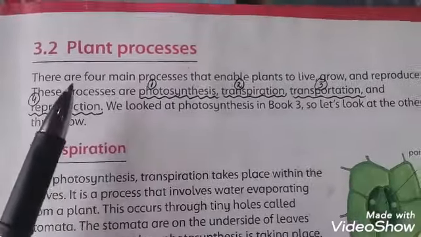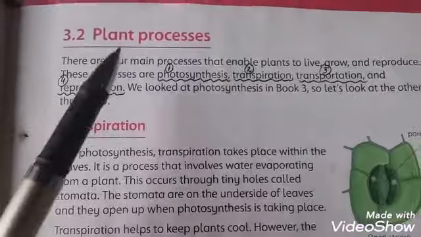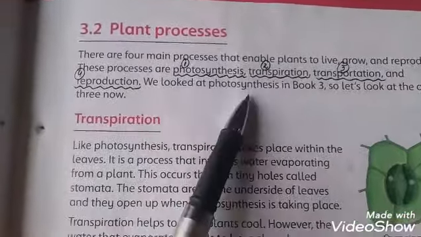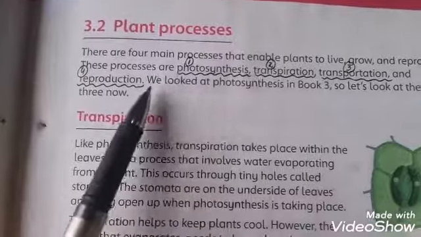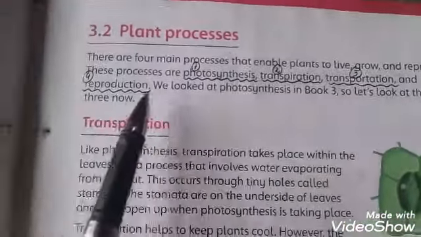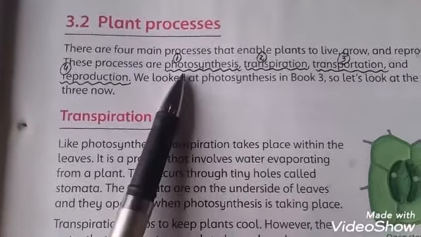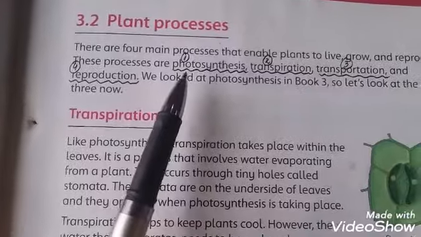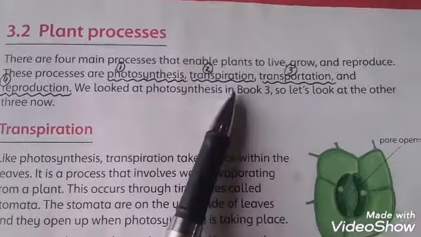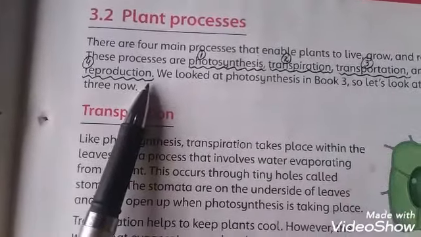Dear students, the next topic is plant processes, means different types of processes that are present in the plant. Plant processes enable plants to live, grow and reproduce. First is photosynthesis, the food making process of a plant that we have learned on the previous page. Second is transpiration, third is transportation, and fourth is reproduction.